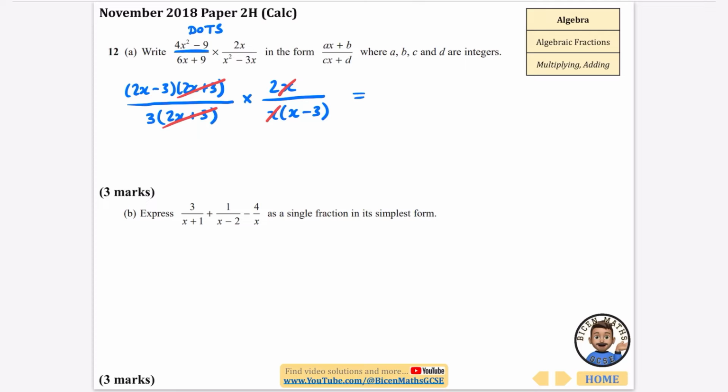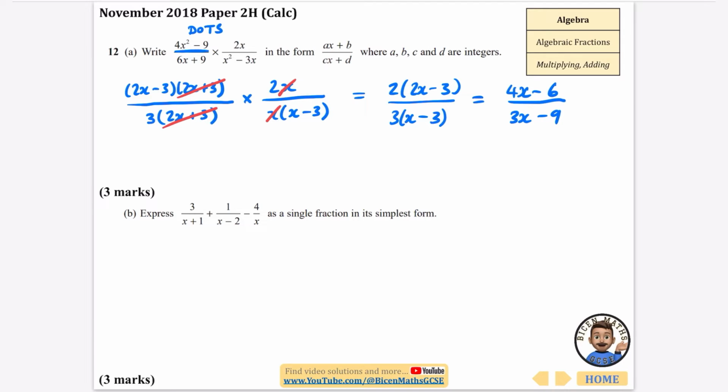which is going to leave me with just, in the numerator, 2 brackets, 2x minus 3, and in the denominator it's a 3 and an x minus 3. So you always want to factorize and cancel first. Expanding the brackets, you get 4x minus 6 in the numerator, and in the denominator you get 3x minus 9. So it does say where a, b, c, d are integers, which is 4, minus 6, 3, and minus 9.